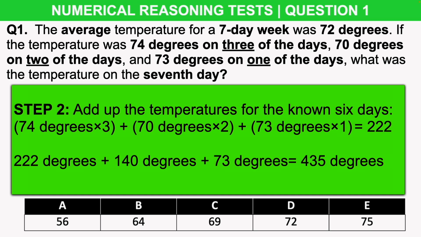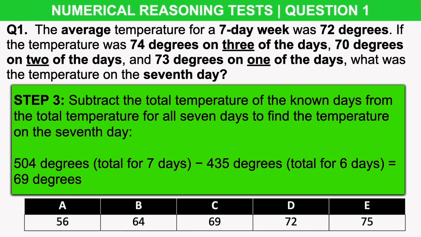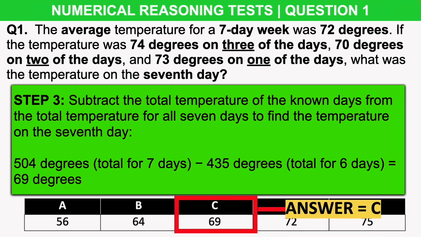Now finally, all we need to do is subtract the total temperature of the known days from the total temperature for all 7 days to find out the temperature for that 7th day. So that is simply 504 degrees, the total for the 7 days, minus the 435 degrees, which was the total for the 6 days that we already knew about. That gives our answer of 69 degrees. So the correct answer is C.